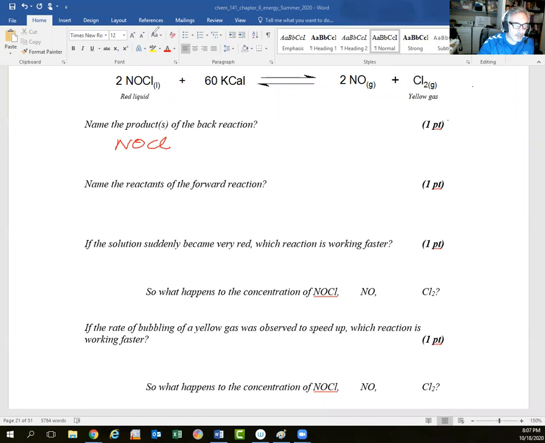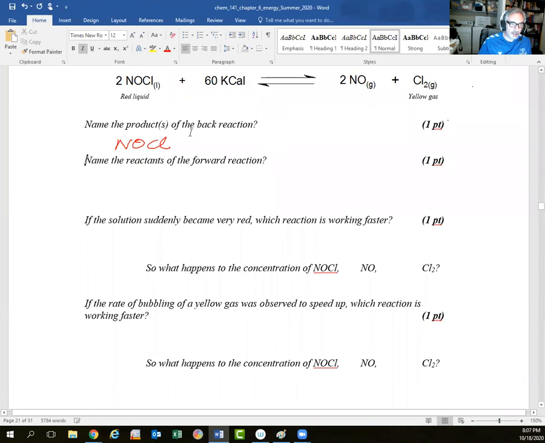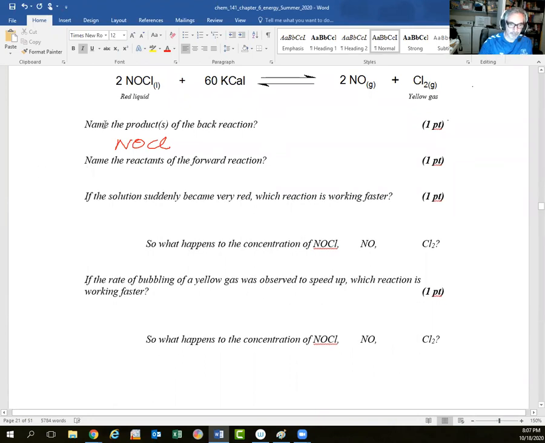Let me create a little bit more space for myself here, so I get all the questions on the page. There we go, that looks better.